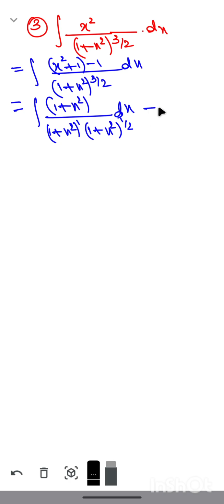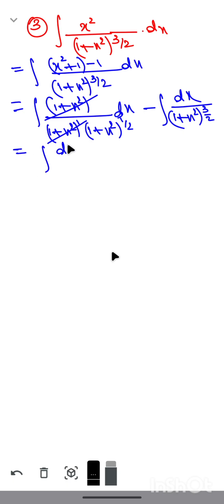This is the first term minus the integration of dx whole divided by (1 plus x square) to the power 3 by 2 that we will get. Now further, in the first term both numerator and denominator have 1 plus x square, which can be cancelled, and we are left with the integration of dx whole divided by root of 1 plus x square. We have a standard formula, so we can find the integral of this function as easily as possible.